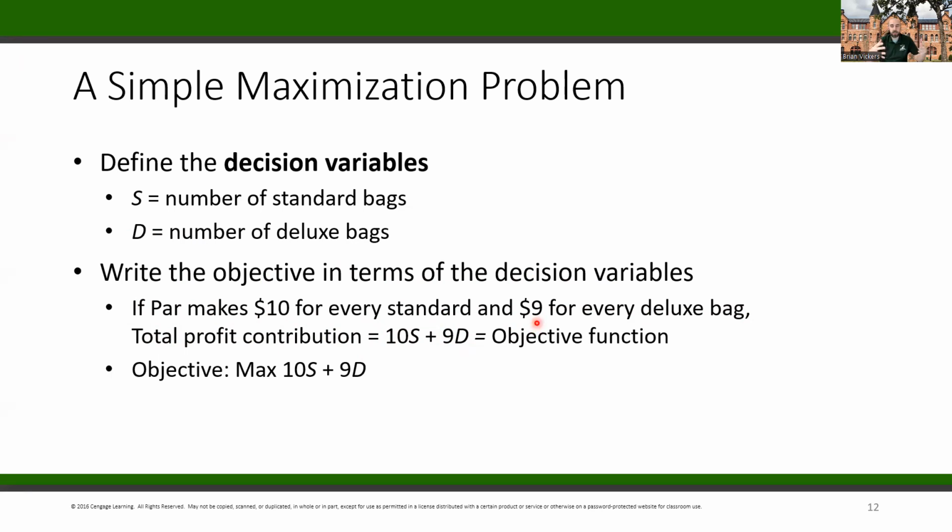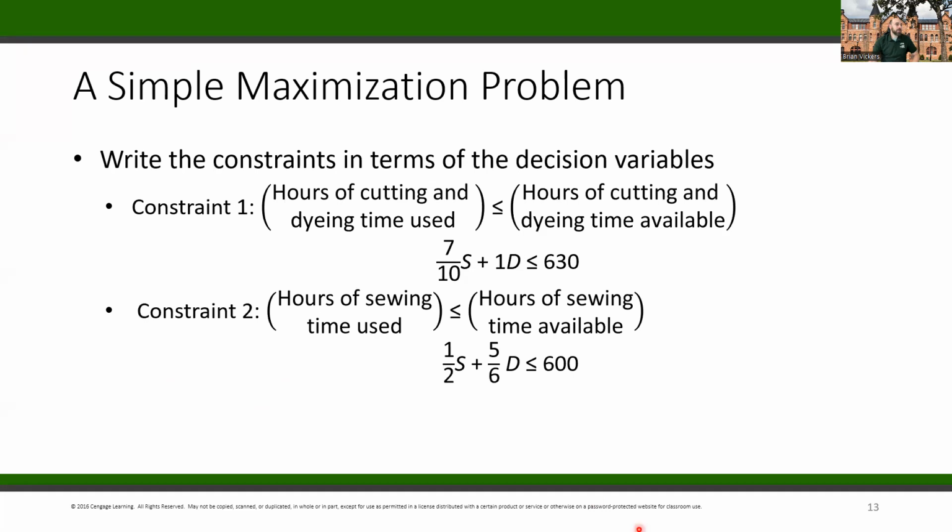The objective function is maximize total profit contribution right here. Maximize total profit contribution, which is equal to 10S plus 9D. The most I can possibly make is $10 for every standard bag that I make, plus $9 for every deluxe bag I make. So maximize profit equal to 10S + 9D. This is even simpler than I've seen in other books like this. Then we write the constraints out in terms of the decision variables.